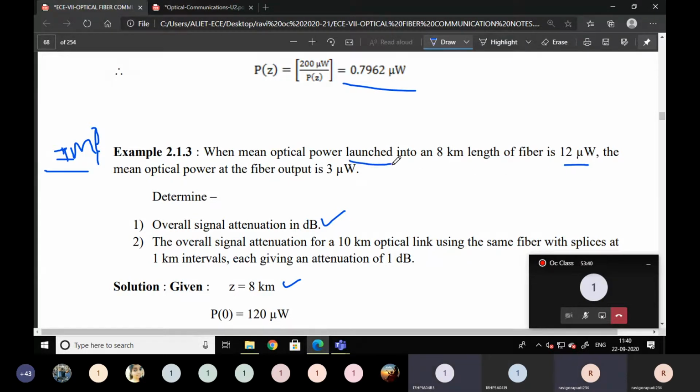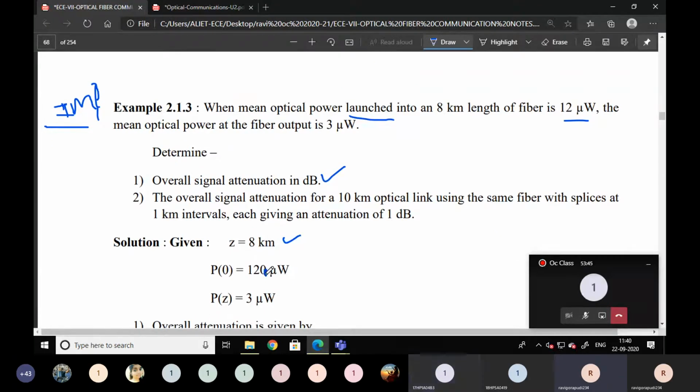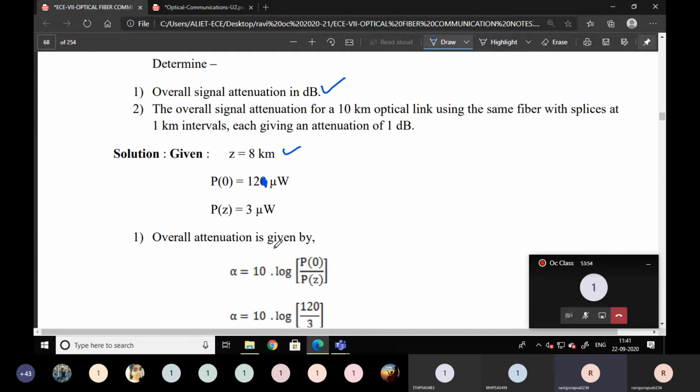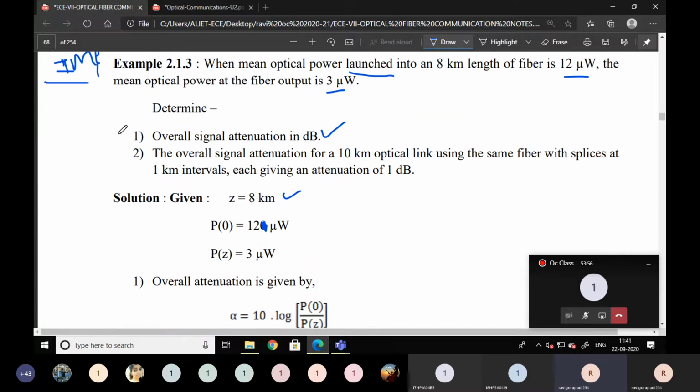Launched power is nothing but input power. P of 0 is 12 microwatt, not 120. In the same manner, P of Z is 3 microwatt. Output power is 3 microwatt. Okay, so overall attenuation we have to find. The first aim is to find the overall attenuation.